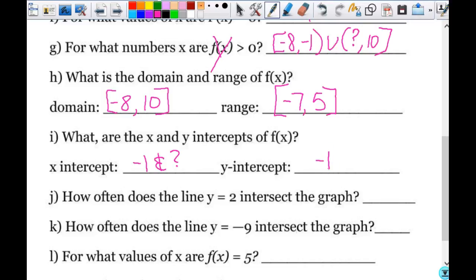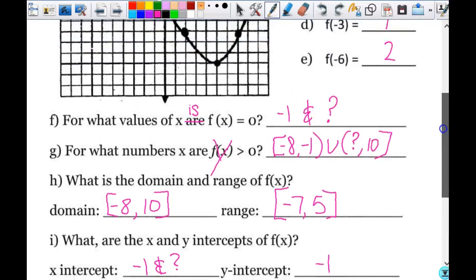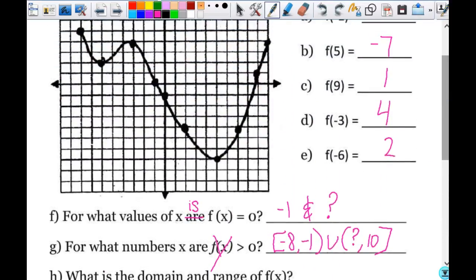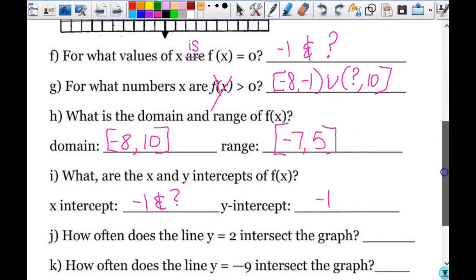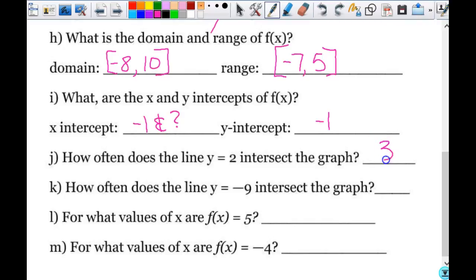All right, how often would the line y equals 2 intersect the graph? First of all, is y equals 2 horizontal or vertical? Horizontal. You cannot afford to get those mixed up anymore. So here's my y equals 2. It doesn't even ask me where, it just says how many times. So I drew it in. How many times did it hit the graph? 1, 2, 3. I can't tell you exactly what those points are, but I know it's 3 times, and that's all it really asks.